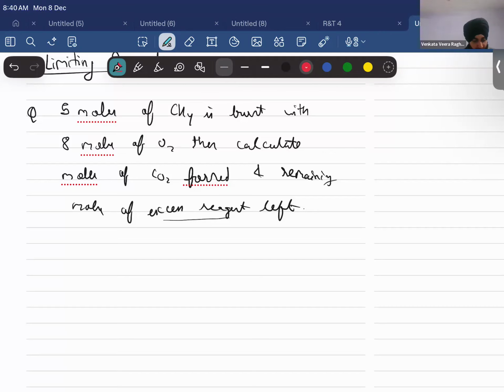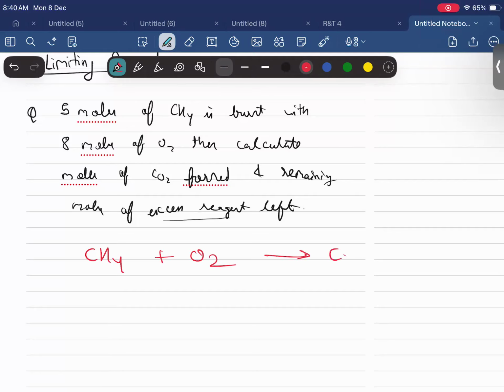Fast, fast, fast. Any balanced equation you give me. For this one, we are having CH4 and O2. Combine them together to produce what? What will it give you? Do you know? CO2 plus H2O. CO2 plus H2O. I said okay.